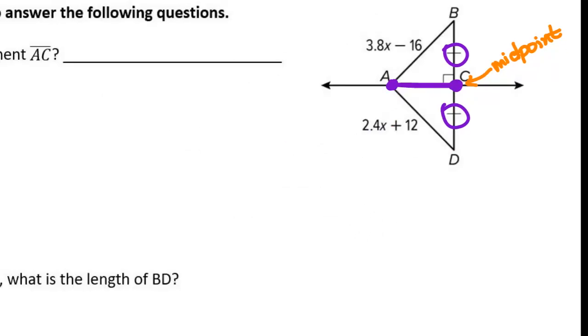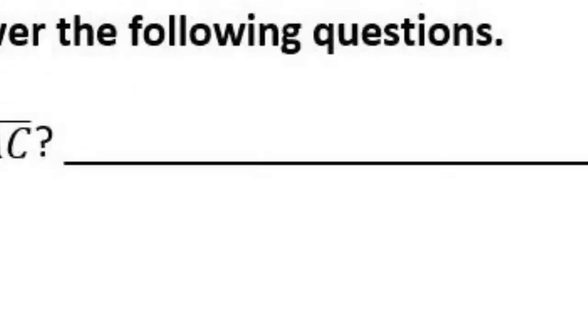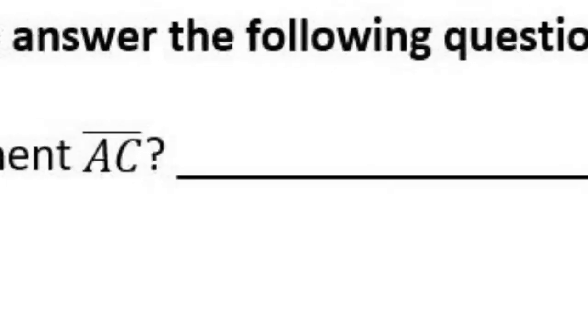So if C is a midpoint, what is C doing to segment DB? Bisecting it. It's cutting it in half. So you already told me that it's perpendicular, and now you told me that it's bisecting it. What would be the name for this segment? A perpendicular bisector.